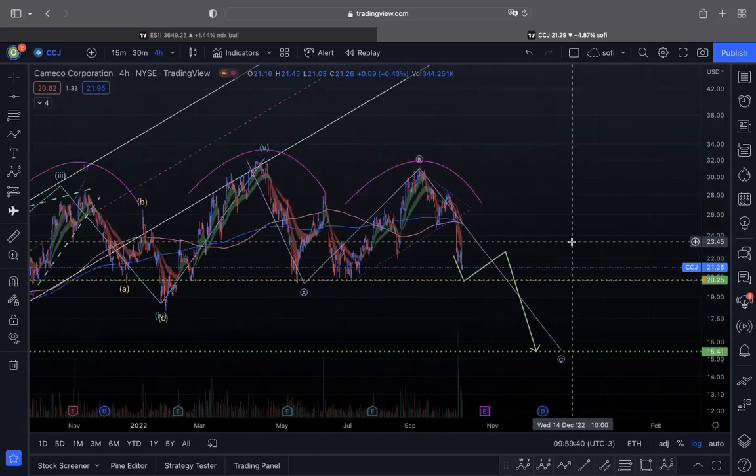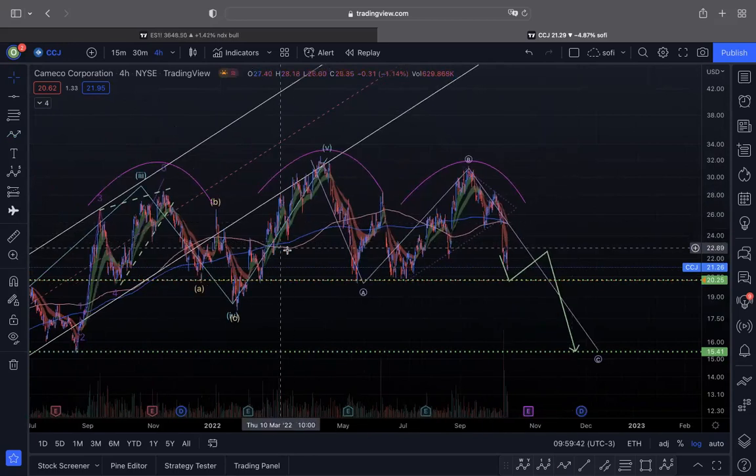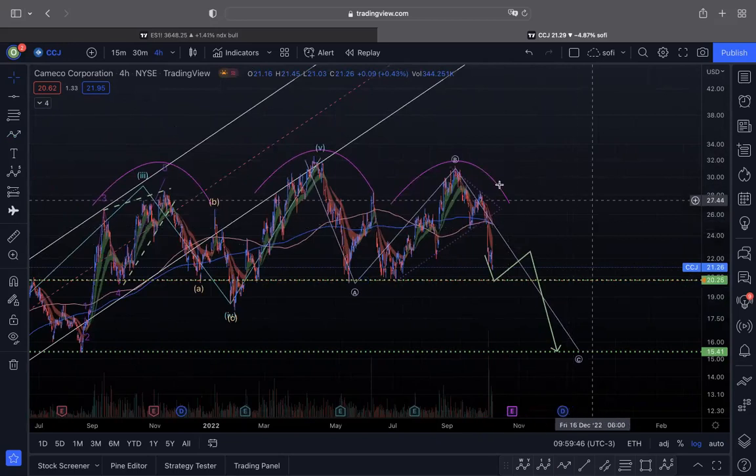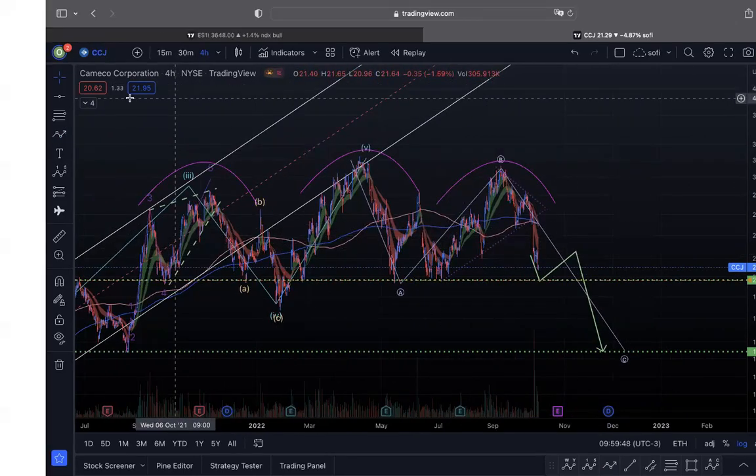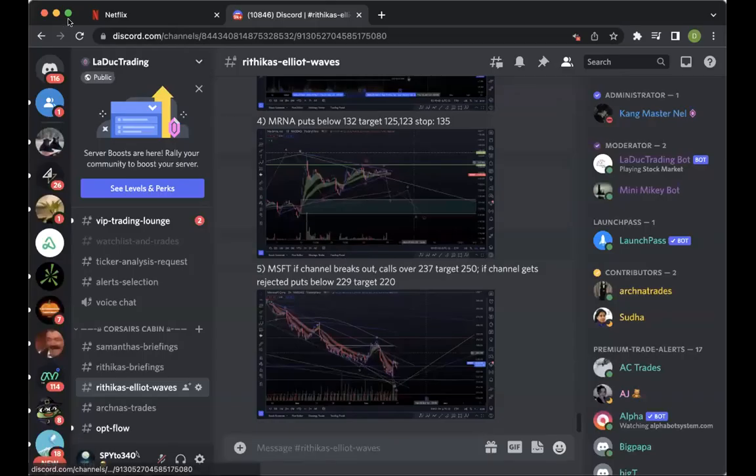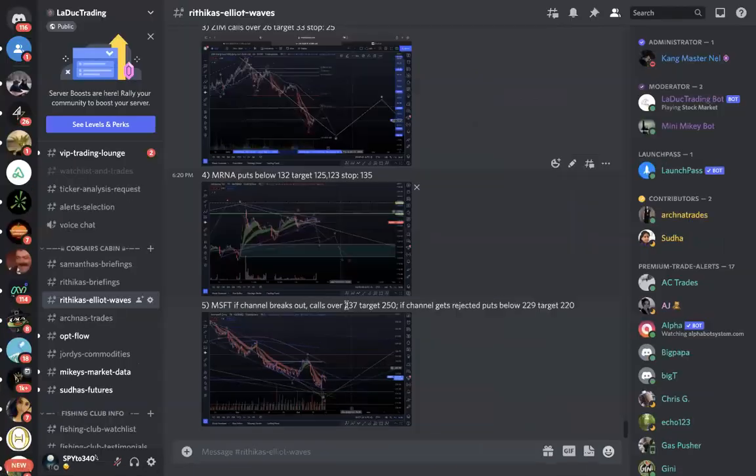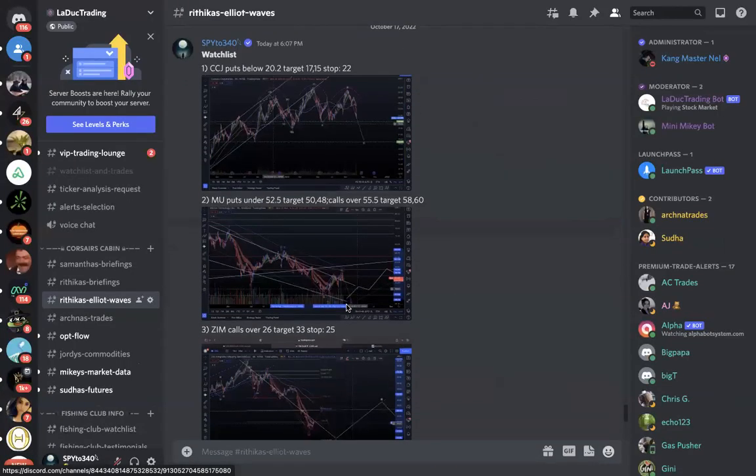It may break down this week, it may not. But this is definitely a stock that's a great short in the coming few weeks. So keep an eye on this one. And the next one that I have, the next watch list that I have for this week is MU.